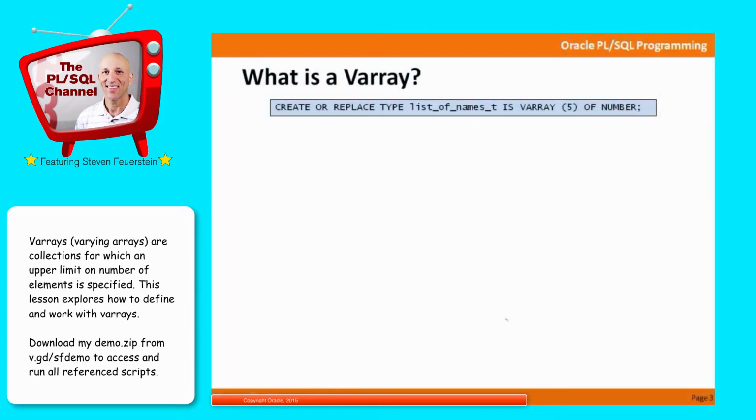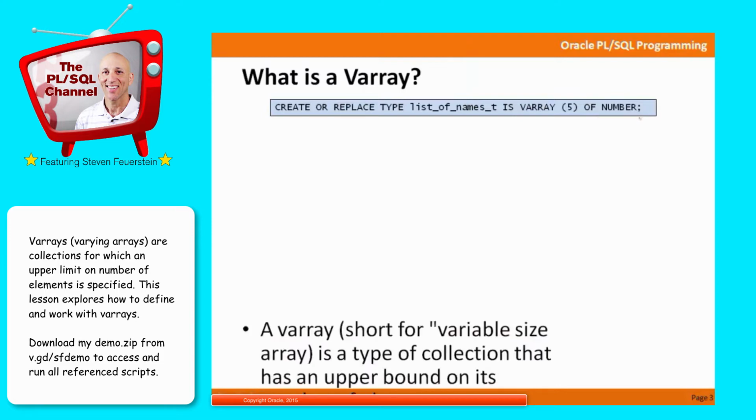So what is a V-array? Well, first of all, here's the definition of a type of a V-array. So we create a new type in Oracle, we give it a name, we specify what type of collection it is, in this case a V-array. We specify the maximum number of elements, and then the data type of the element. So that's an example of a generic type declaration.